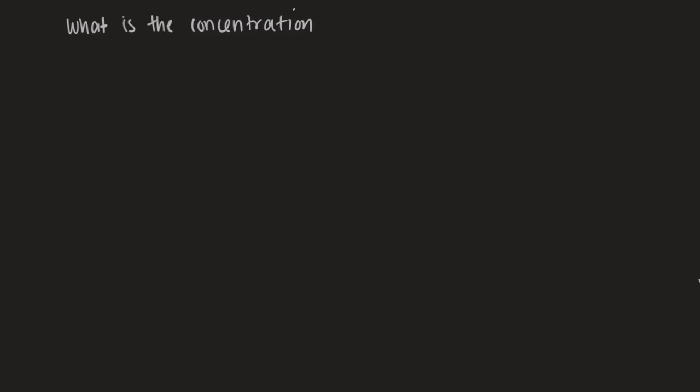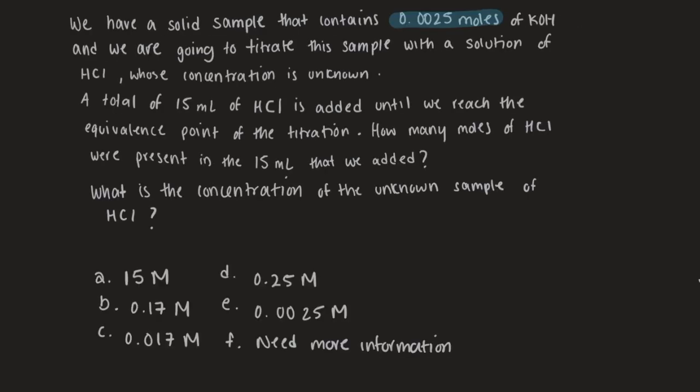What is the concentration of the unknown sample of HCl? That's right. The 15 milliliters of HCl solution contains 0.0025 moles of HCl. Dividing the number of moles by the volume, we get 0.17 molar. Now that we've solved a nice simple problem, let's move on to a more complicated one.